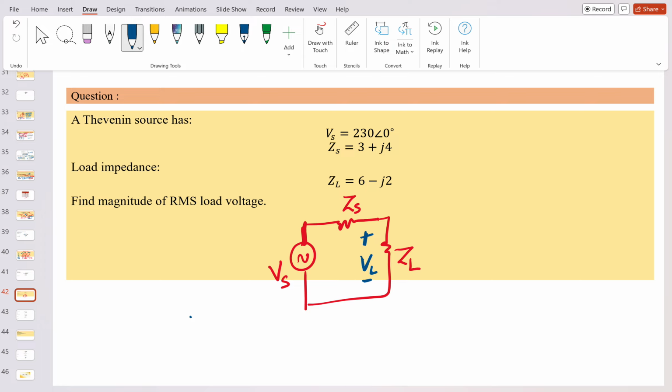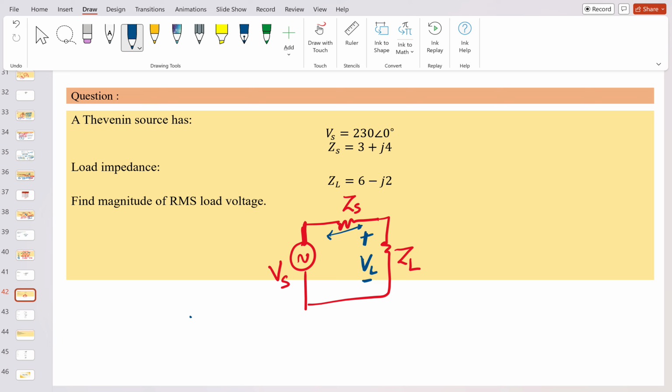Vs minus Zs is equal to VL. No, this is not correct. It is true that Vs minus VL will be equal to the voltage across this, but not the impedance. Okay, let me give the solution.